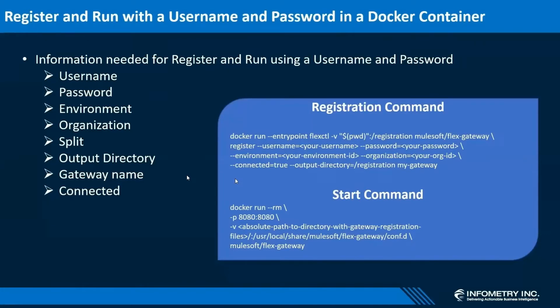Output directory, the directory in which registration information is output. And the name of the gateway. Connected: the default value is false. If the value is true, Flex Gateway will register and run in connected mode, else in local mode.